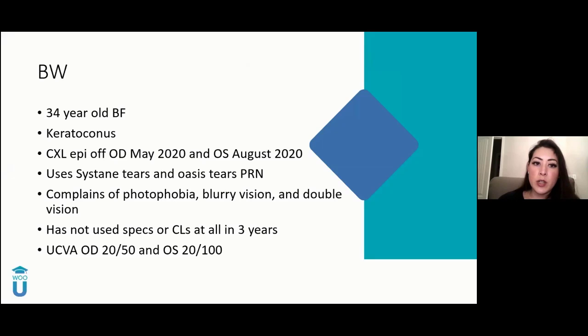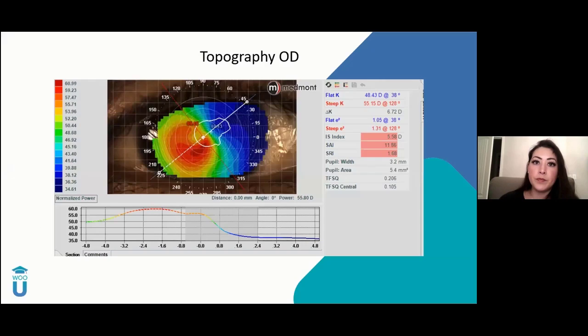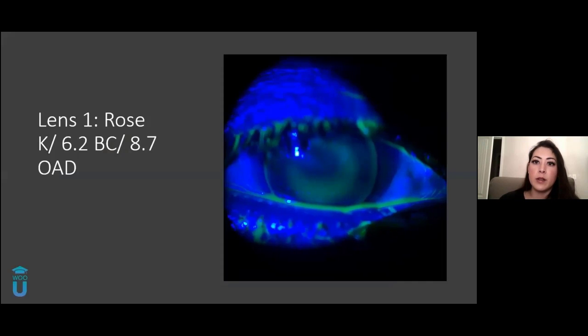Her uncorrected vision is 20/50 in the right eye and 20/100 in the left eye. Here's her topography on the right eye. So you can see her K max is about 60 diopters. So I would say, you know, moderate case here.